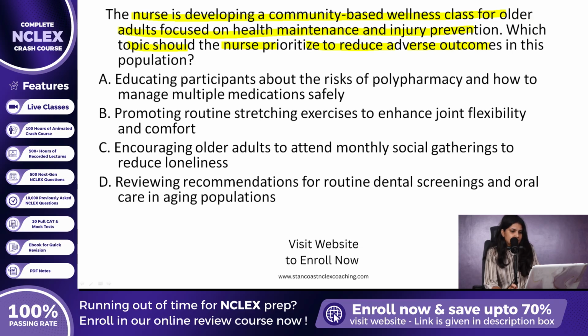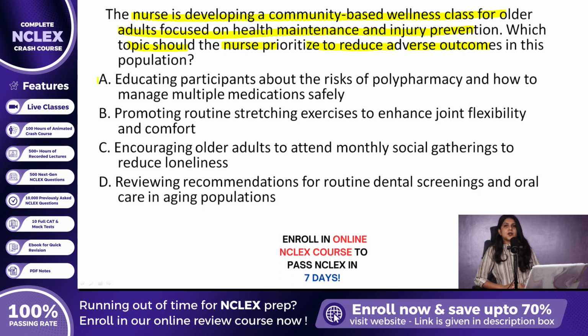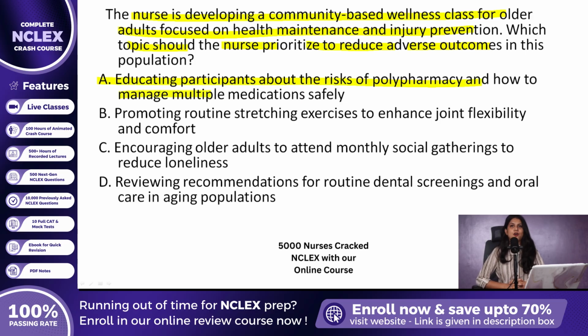Option A, educating participants about the risks of polypharmacy and how to manage multiple medications safely. Option B, promoting routine stretching exercises to enhance joint flexibility and comfort. Option C, encouraging older adults to attend monthly social gatherings to reduce loneliness. Option D, reviewing recommendations for routine dental screenings and oral care in aging populations. The correct answer is Option A, educating participants about the risks of polypharmacy and how to manage multiple medications safely.